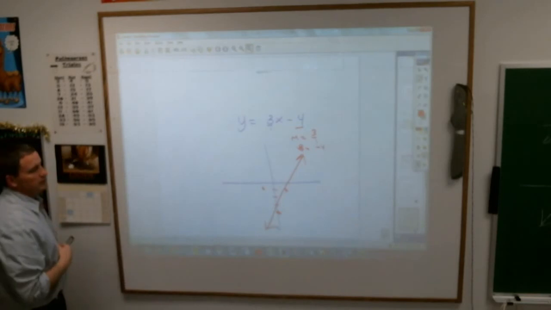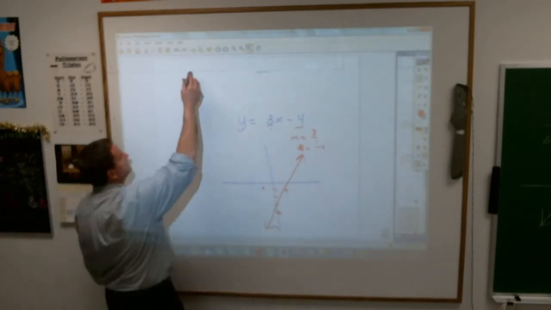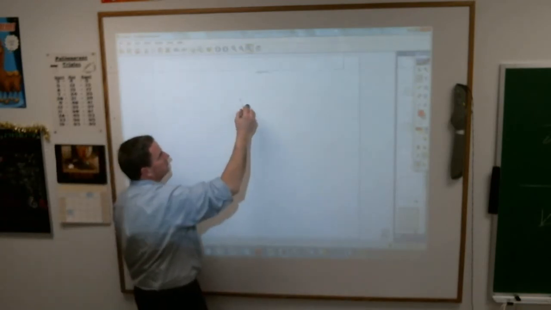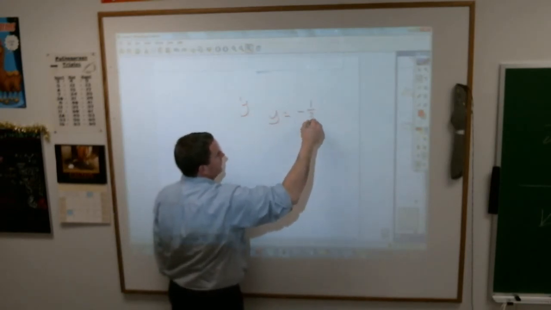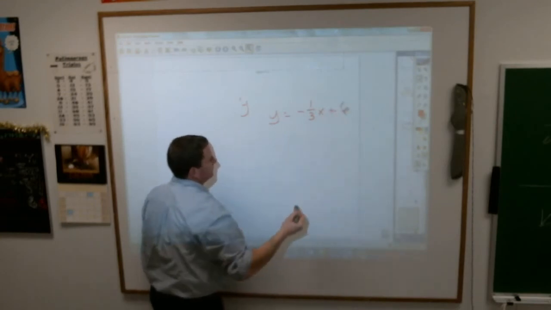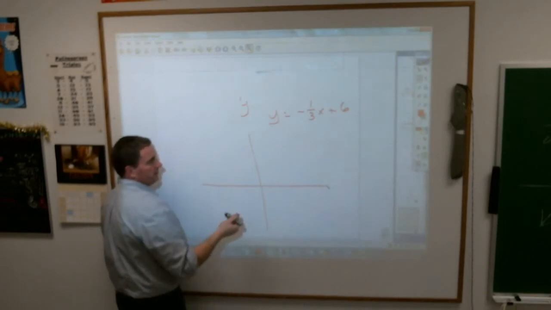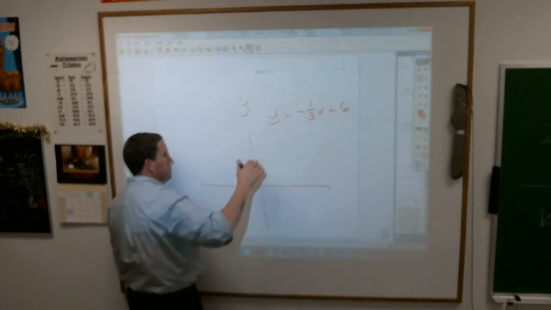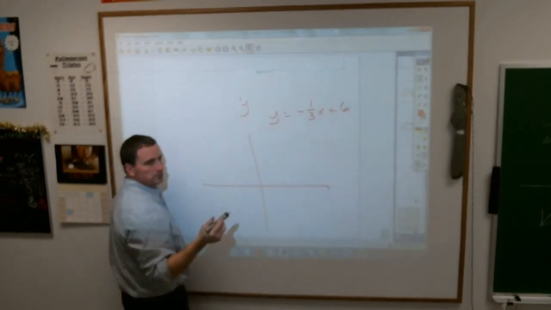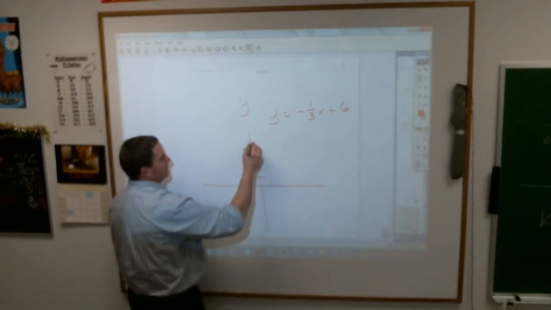Welcome to slope-intercept form. I still have 8th graders that are still a little confused about that. One more thing. What about this? Y equals -1/3 x plus 6. Understand this. Everybody knows my y-intercept is what? Christian, where's my y-intercept in this equation? That's my slope. 6 crosses the y-axis at 6.